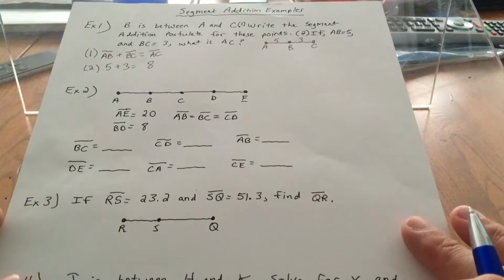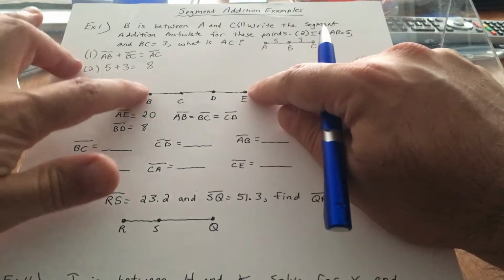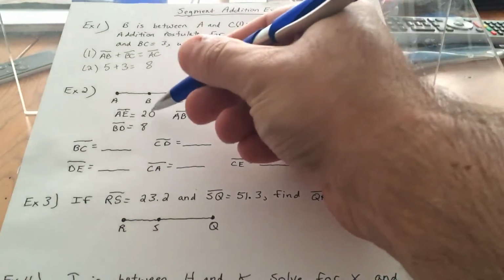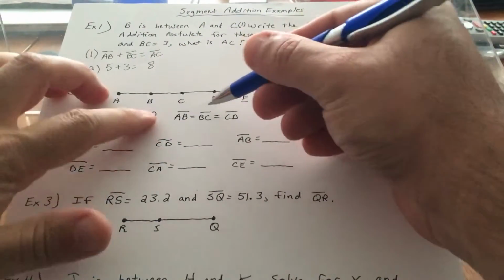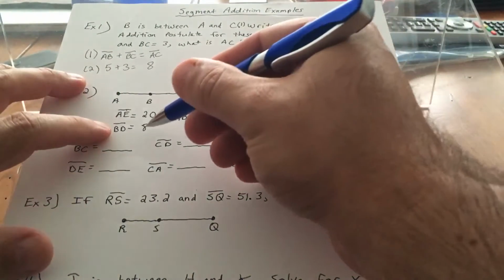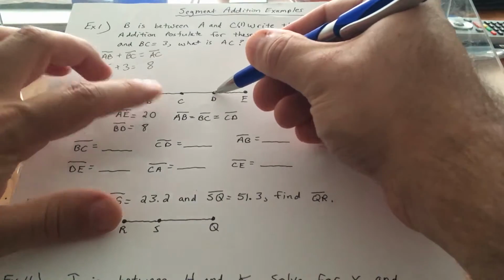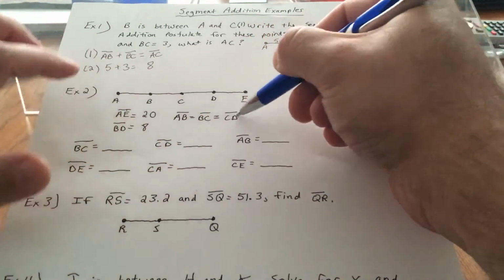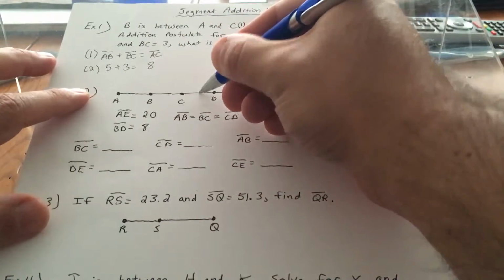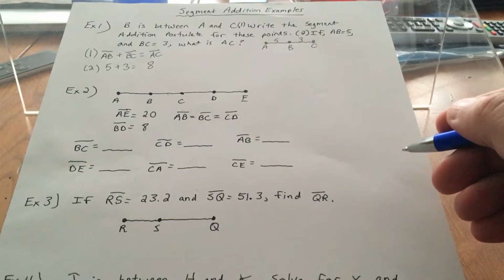Okay, in example 2, what they give us is this long line, and it's broken up into several segments. Then they give us the length of certain segments. They give us the length of the whole segment, AE is 20. They give us the length of segment BD, this segment. And then they say that AB is equal to BC is equal to CD. So this segment is equal to this segment is equal to this segment. Then they give us a bunch of these segments, and they want to know what the number is.